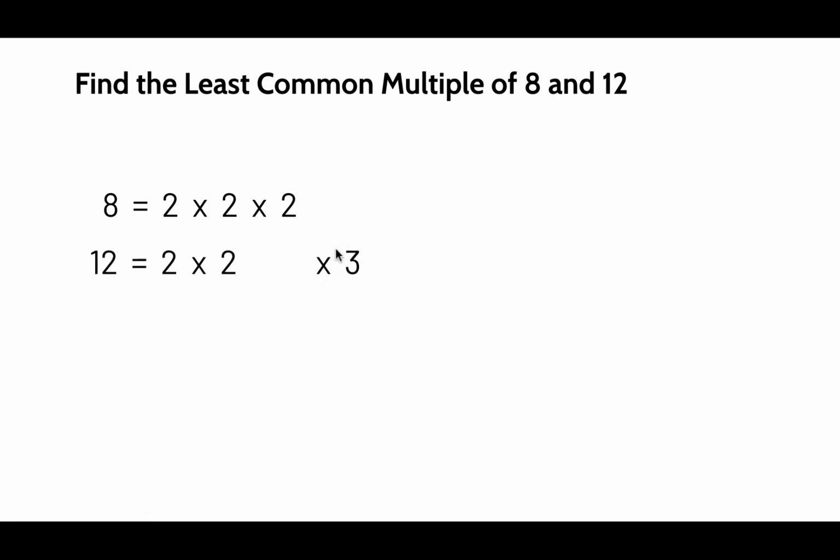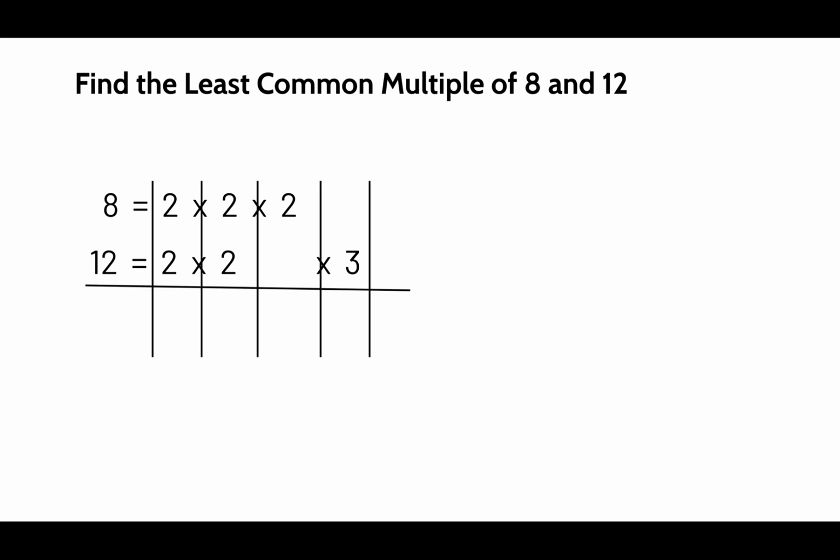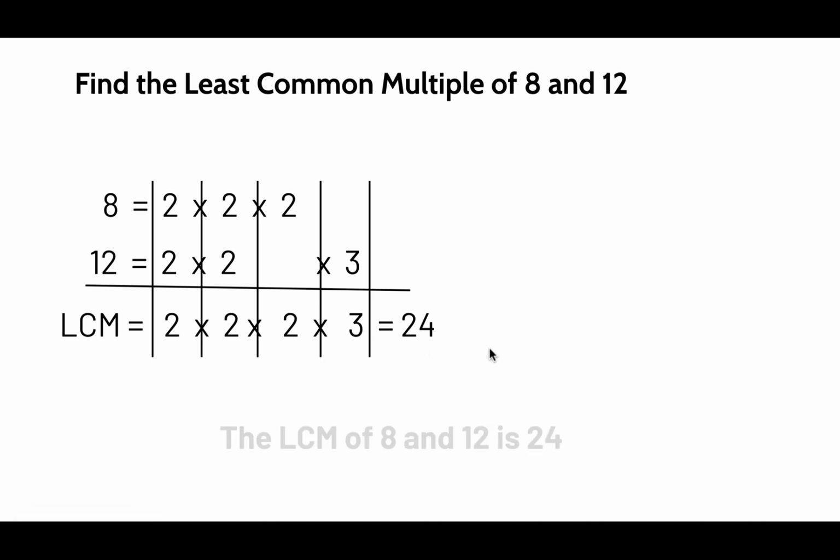Now notice that I moved the 3 over here. I didn't put it under the 2. I only line them up if the number is the same. And since I only had two 2's, I need to leave a space here and then put my 3. Now I'm going to make these into columns, and I'm going to bring down each number in the column. So I brought down a 2, the 2, the 2, and the 3. And then I multiply the numbers. So the product of 2 and 2 and 2 and 3 is 24. So the LCM is 24, which also means that the lowest common denominator for 8 and 12 is 24.